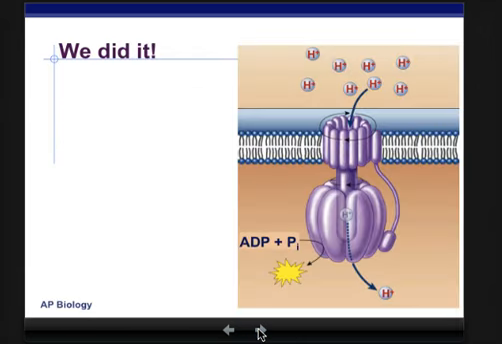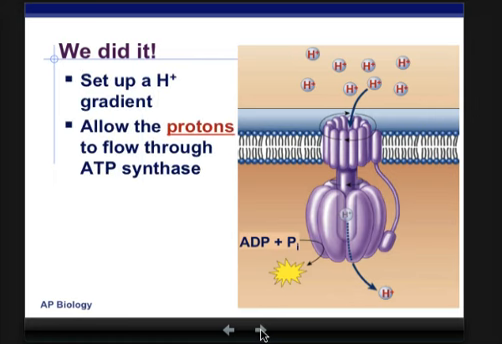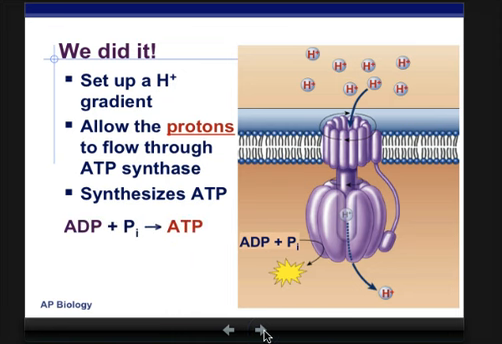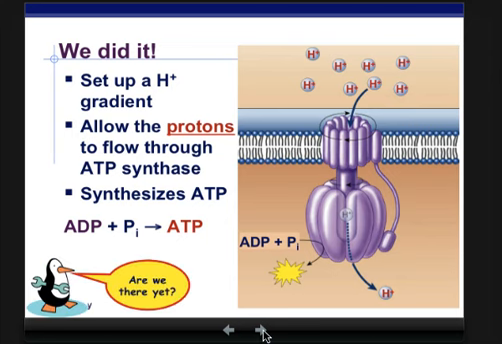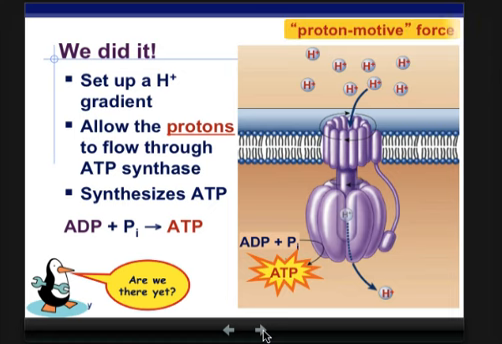We did it. We set up a proton gradient, hydrogen ion gradient. So the protons flow through ATP synthase, which is like a little machine, an enzyme, so that we synthesize ATP. And remember that reaction? ADP plus a phosphate yields the ATP. It's called a proton motive force. That's a key vocab term. It's also in your book. So that's one you do have to know.